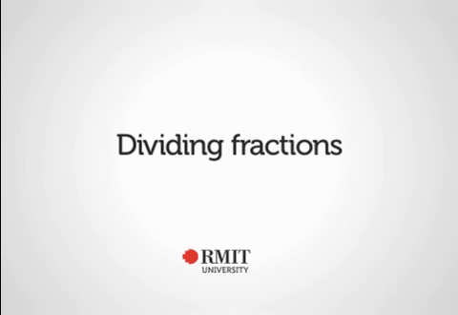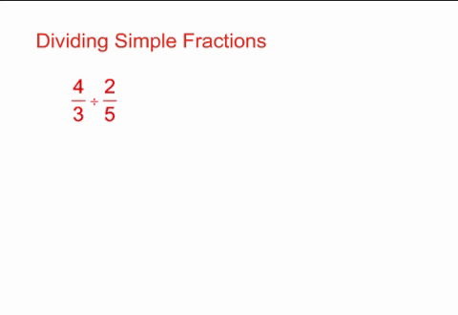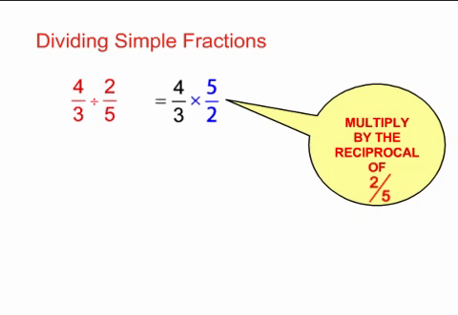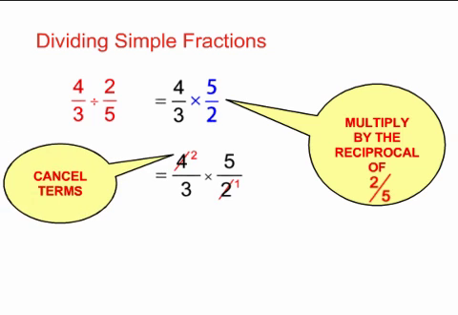This is a short movie on dividing fractions. Let's start by dividing two simple fractions, 4/3 divided by 2/5. We start by changing the division sign to a multiplication sign, and then we take the reciprocal of the 2/5, the last term. In other words, we flip the 2 over 5 upside down, which becomes 5 over 2. We then carry out the operation, multiplying 4 over 3 by 5 over 2.